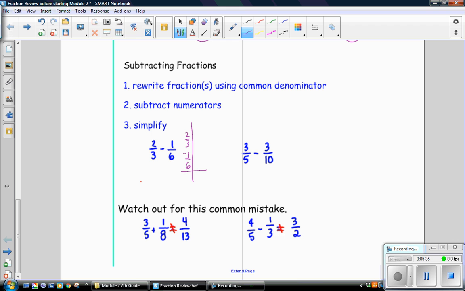The common denominator for 3 and 6, the multiples of 3 are 3, 6, and that will be our common denominator. So we'll rewrite 2/3. Multiplying by 2, this gives us 4/6. 4/6 take away 1/6. Then you're going to subtract our numerators. So we have 4 take away 1, that gives us 3/6. And finally simplify your fraction. And the answer is 1/2. So 2/3 take away 1/6 is 1/2.